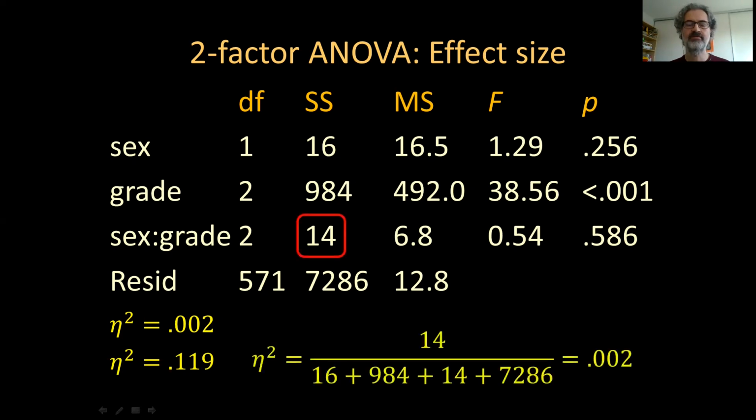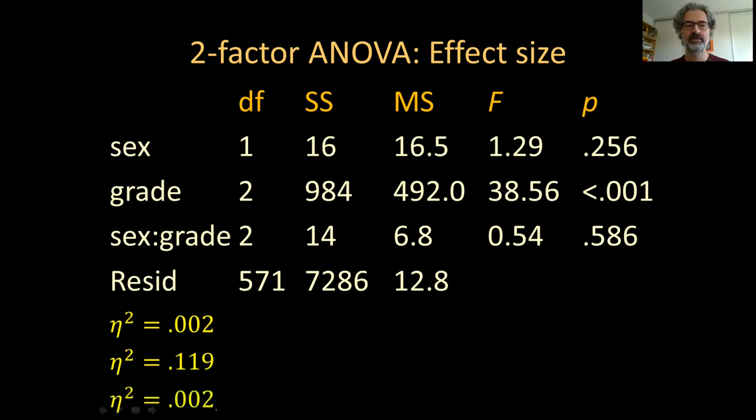The effect size for the interaction can be calculated in the same way as for the main effects. After all, it's just another component of the sums of squares. So divide this by the total and we get a tiny amount, a tiny proportion of variability, which is of course not statistically significant. So these are the effect sizes for our 3 rows in the ANOVA table. The interaction does not really account for any variability in our data.